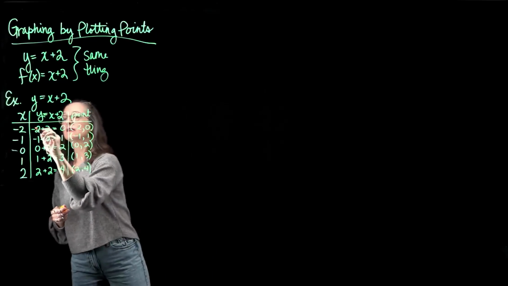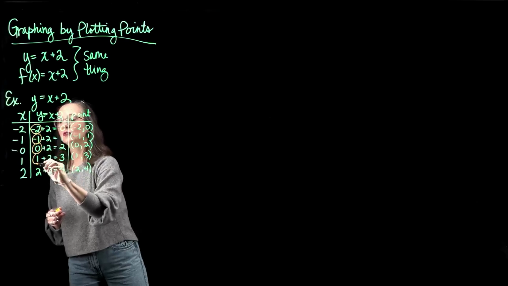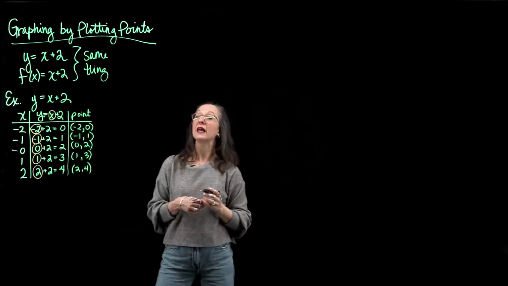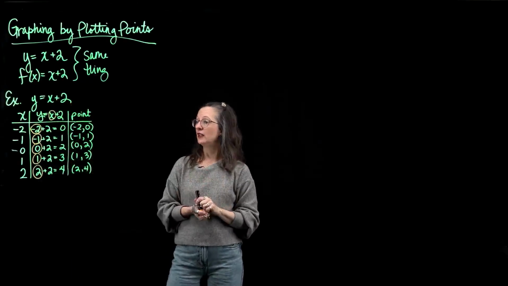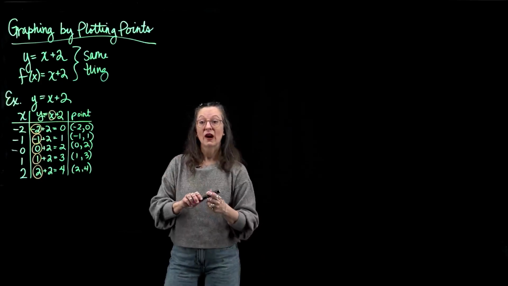So if you notice, all down this column, I'm going to circle those x values. Notice they all went in the same position x was in my rule. All right, let's graph it.